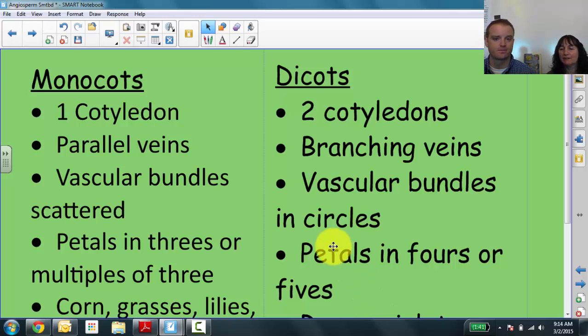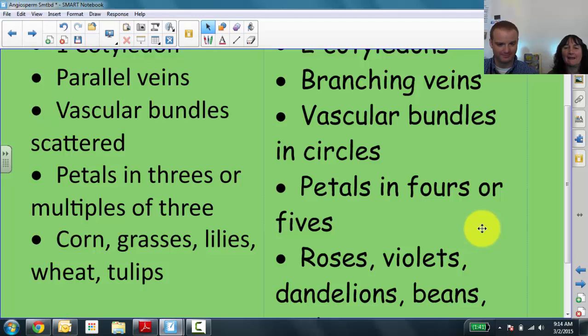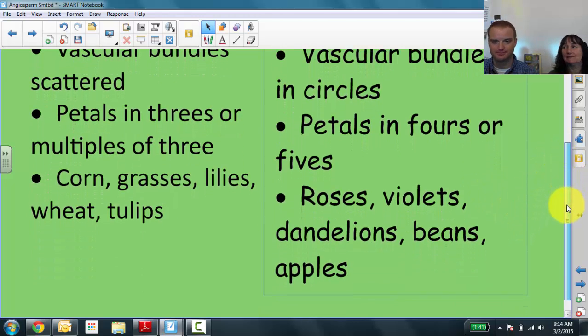Their vascular bundles are arranged in nice, neat little circles. If you take that stem, cut it across and look at it under a microscope, you see a nice little circle of vascular bundles. Their petals are in 4s and 5s, and that includes roses, violets, dandelions, beans, and apples. Most of the flowers you're familiar with are probably dicots. Remember the beans? We dissect the bean and cut it open and it has two halves, two cotyledons, exactly.